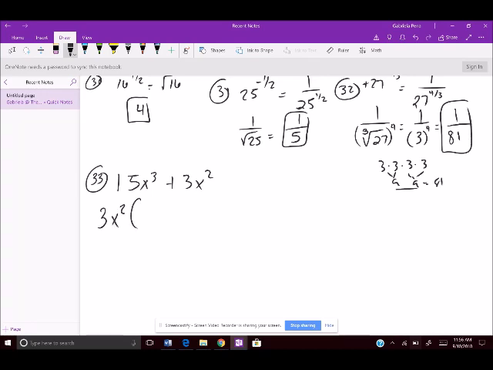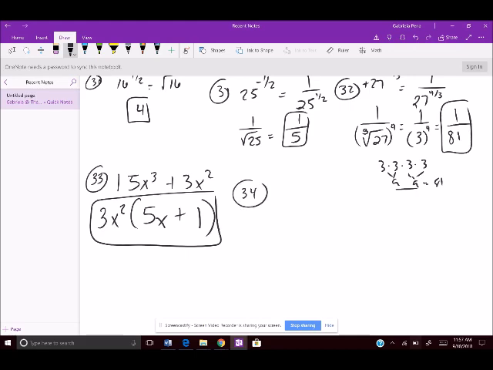What is 15 divided by 3? 5. If I have x cubed divided by an x squared, what do I have left over? Just an x, right? And 3x squared divided by 3x squared is 1. Can I do anything else here? Can I factor a trinomial, a difference of squares or anything? Nope, that's your answer. That's as far as you could go.